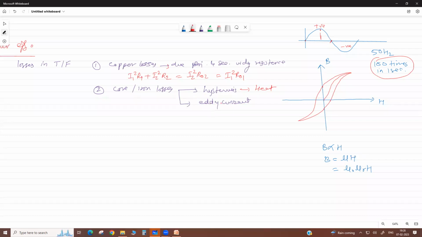And what does eddy current mean? Because this flux is linked with the core material also, it induces current in the iron core. And due to the iron core resistance, there is an I square R loss. This eddy current loss is actually an I square R loss due to the core resistance.